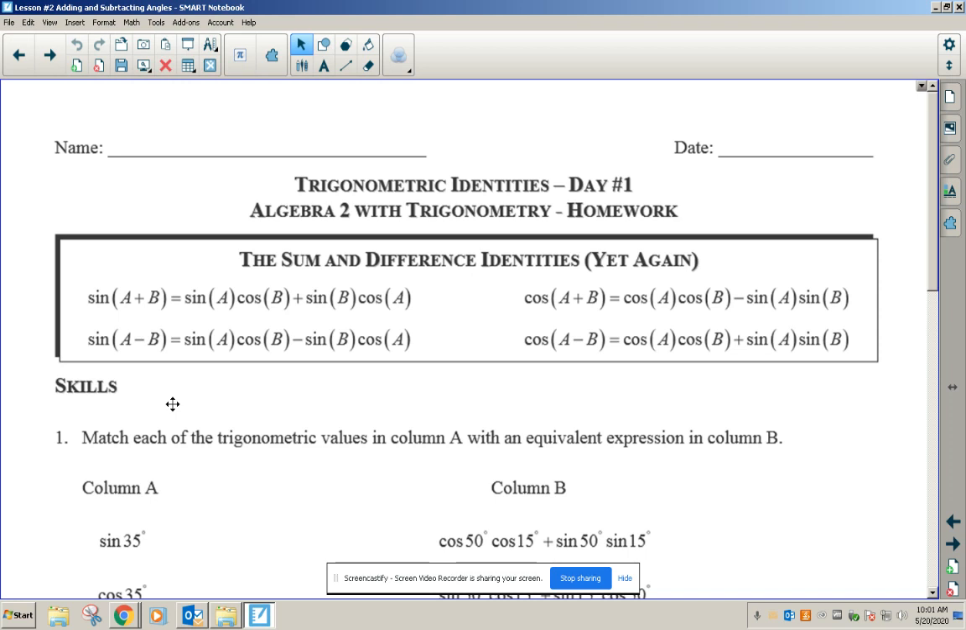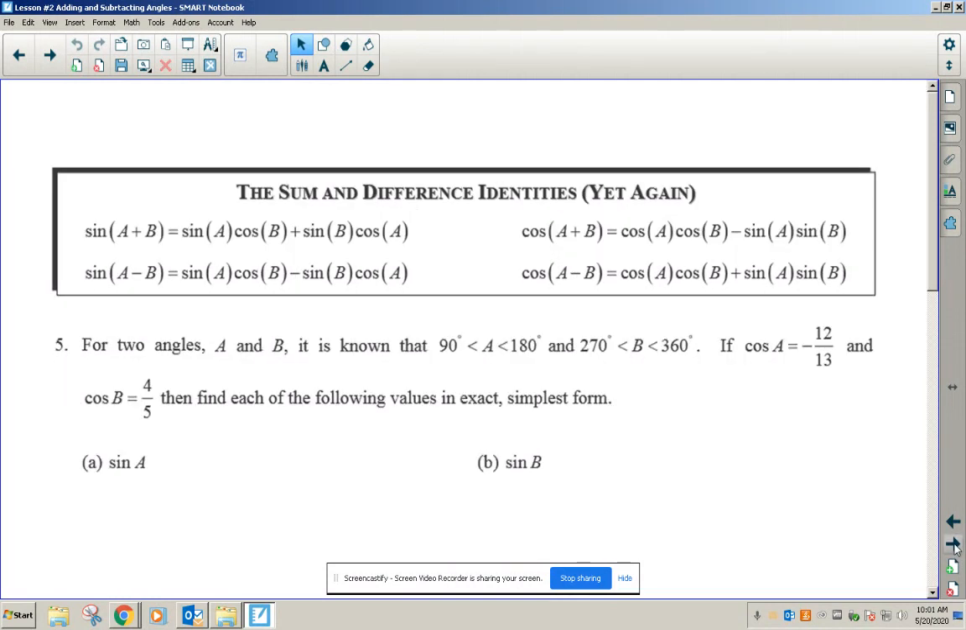Okay, here is a little bit of help on the homework. I was asked about question number 5, so I'm going to start question number 5 and set it up, and then you're going to have to finish it. It says you have two angles. You have angle A and angle B.